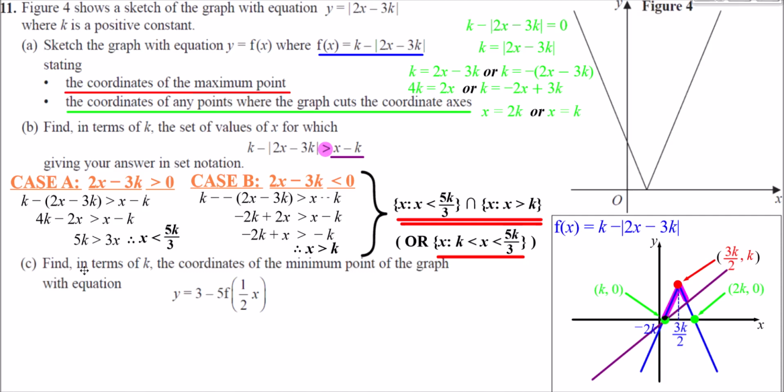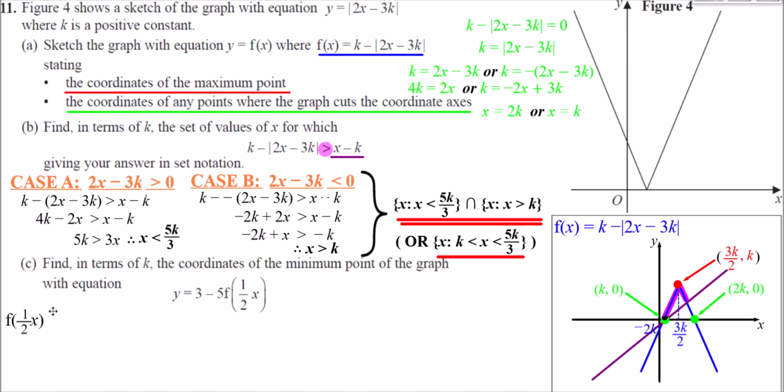Finally, for part C, we need to find, in terms of k, the coordinates of a minimum point of the graph with this equation, y equals 3 minus 5f brackets half of an x. This looks nothing like the equation we have for f of x, so what I'd suggest we do is to start from what we know and build it up one step at a time from the f of x we know to the equation which we need, which is written here.